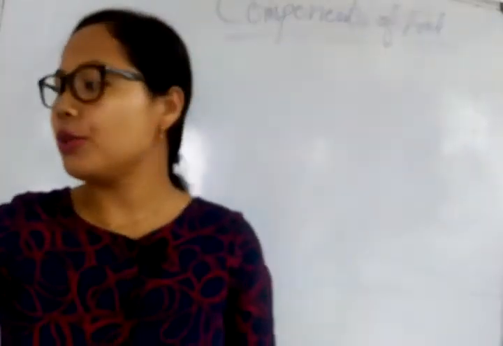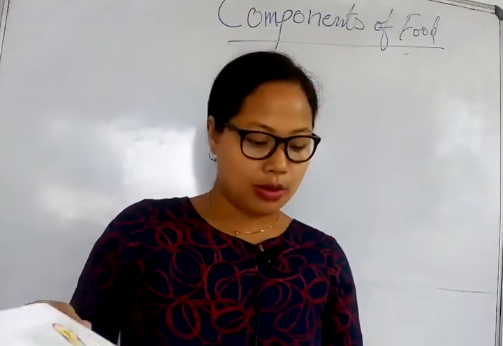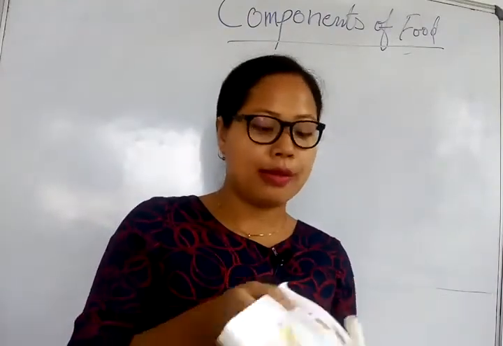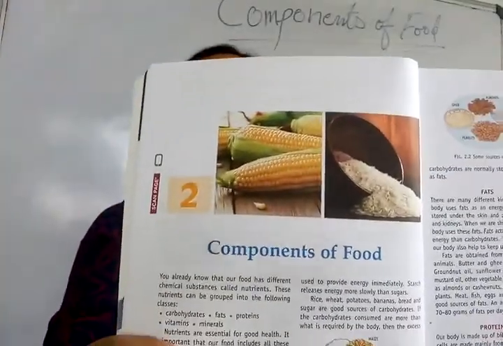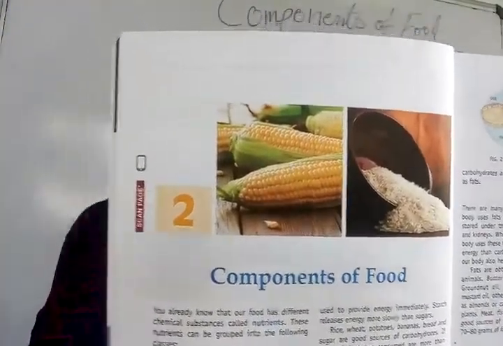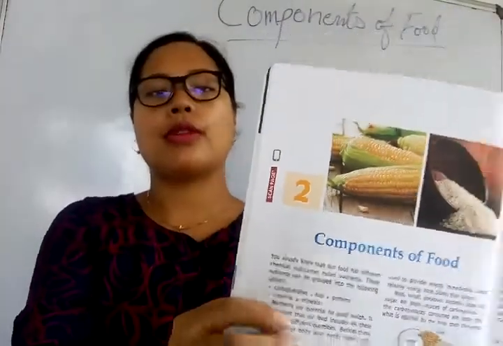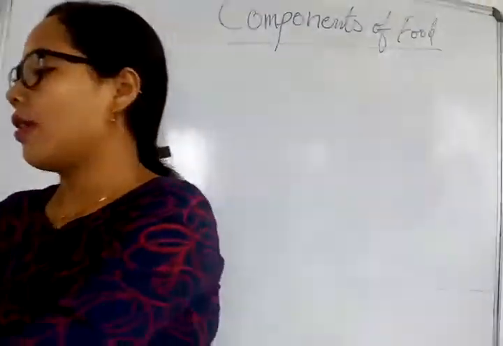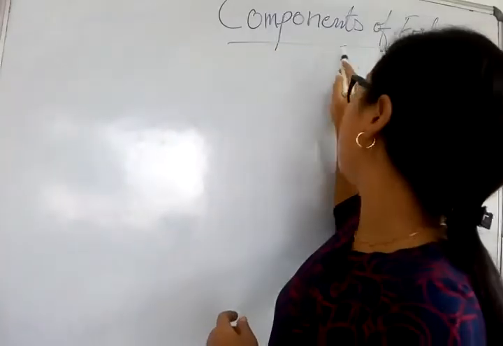I want you to take out your science textbook before I discuss and turn to page number 12. Okay, this is the one. So you should take out the science book and come to page number 12. Alright, so we'll be discussing components of food.